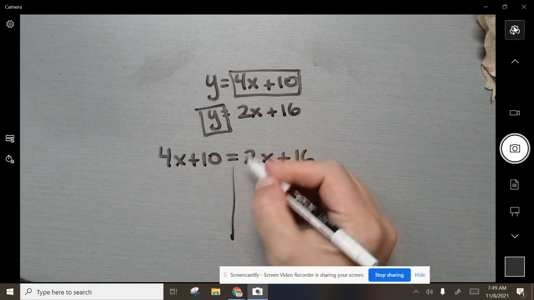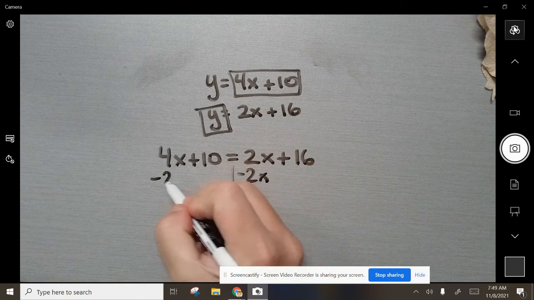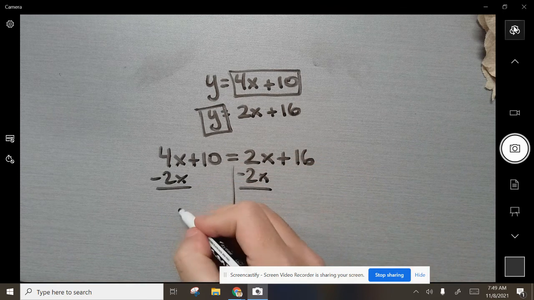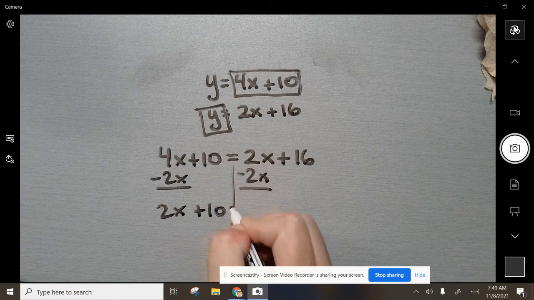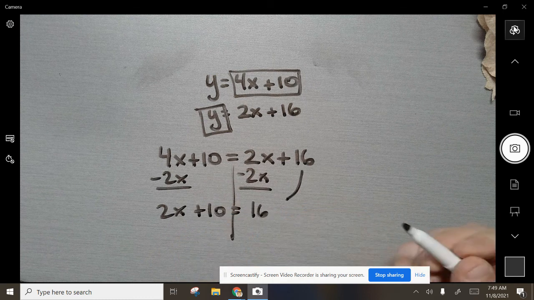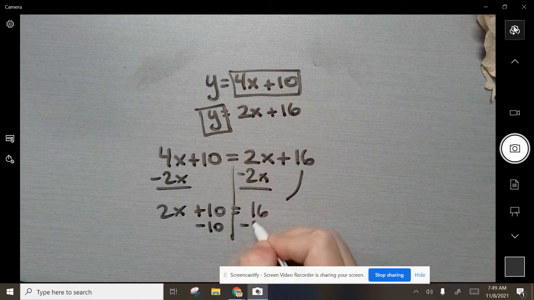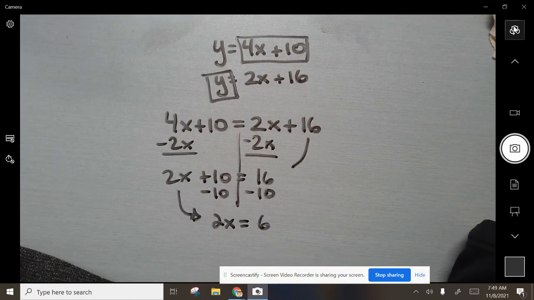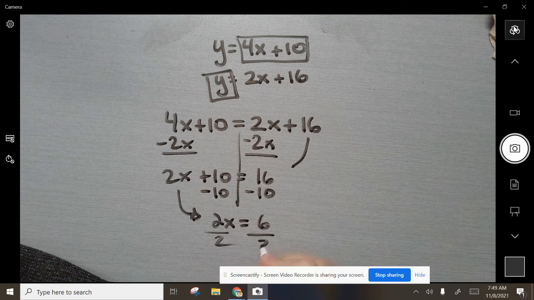From there, subtract 2x to both sides. We're going to get 2x plus 10 equals 16. Subtract 10 to both sides. 2x equals 6. Running out of room here, I'll put it down here, move it down. Divide by 2. X equals 3.